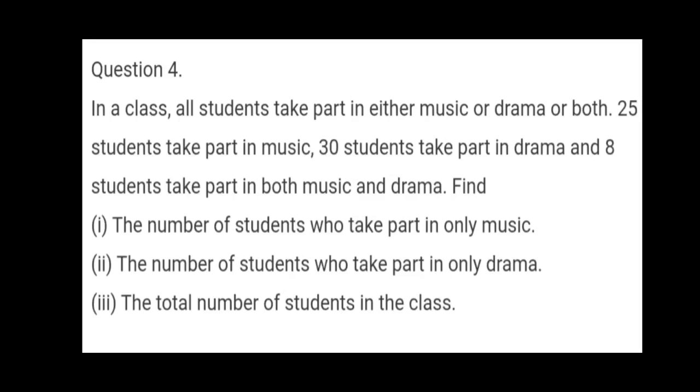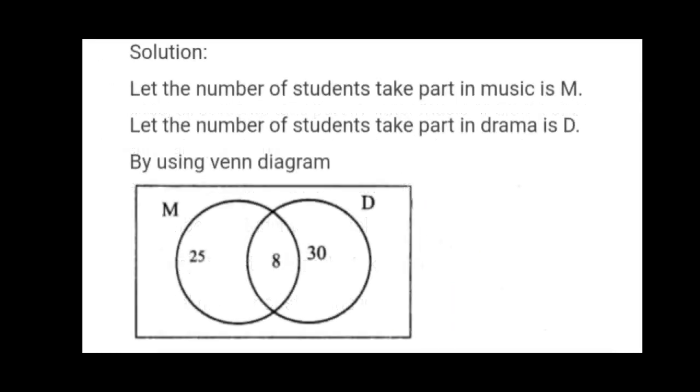There are 25 students taking part in music, 30 students take part in drama, 8 students take part in both music and drama. Then find the number of students who take only music, only drama, and the total number of students. We can draw the Venn diagram like this. 25 students take part in music, 30 students take part in drama, and 8 students take part in both music and drama. Set M denotes music, D denotes drama.